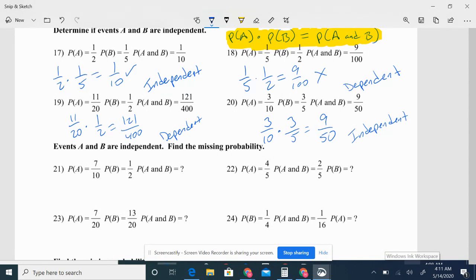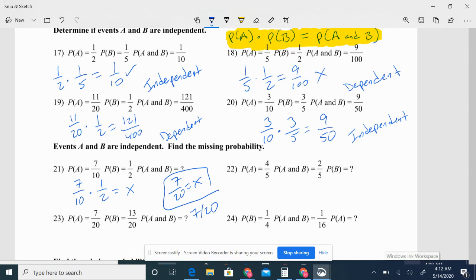So let's see. Probability of A is 7 over 10, so I have 7 over 10 times probability of B, which is 1/2. Probability of A and B is, I don't know what it is. All right, then I just have to multiply on the top. When I multiply the two fractions, 7 over 10 times 1 over 2, don't I get 7 over 20? So on the left side I have 7 over 20 is equal to x. There you go. Make sure when you type it, just go 7 backslash 20.